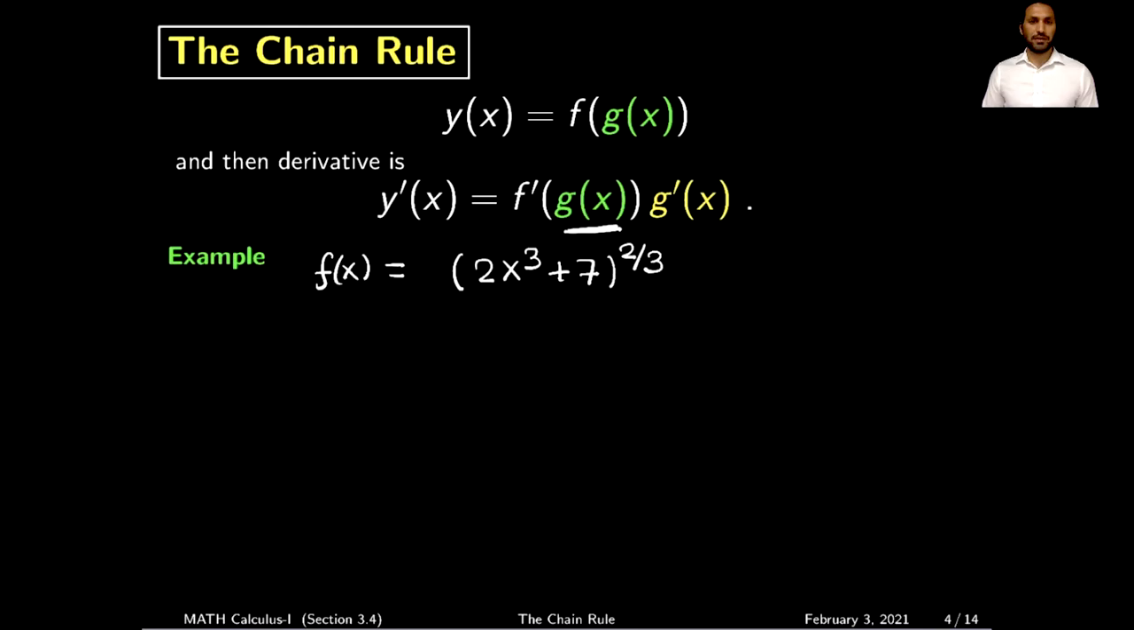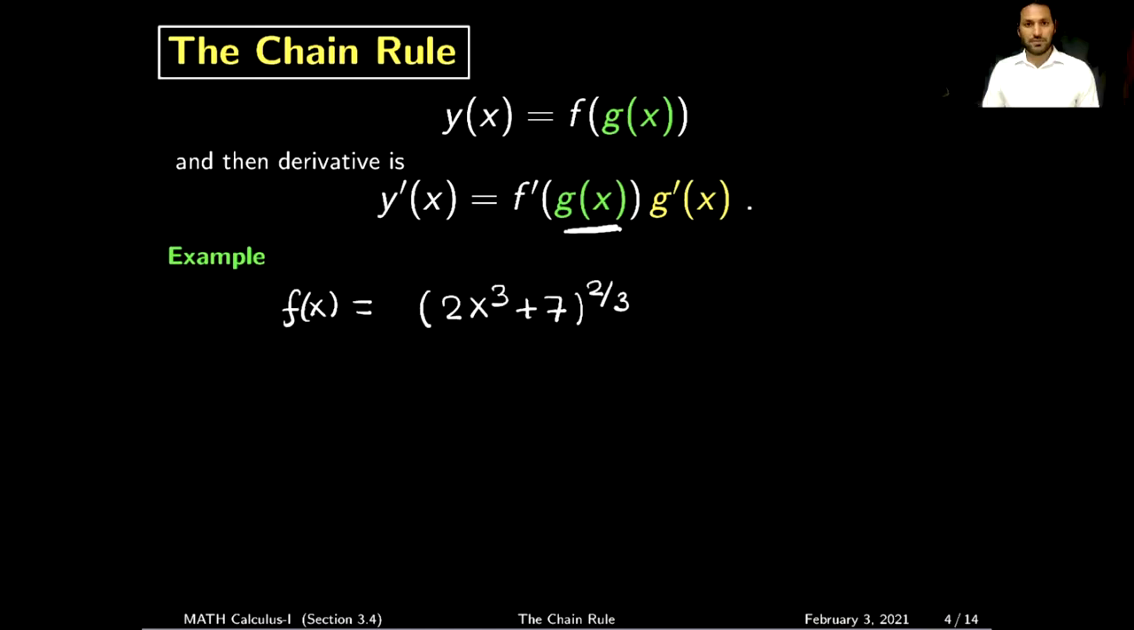So my next example is f of x equals (2x to the power 3 plus 7) whole raised to the power 2/3. First we will identify which one is the inner function and which one is the outer function here. As you can see, 2x to the power 3 plus 7 is sitting inside of the power function x to the power 2/3. So I will select this function as my inner function. Once this is the inner function, the rest of the function will be the outer function. So this is my outer function.